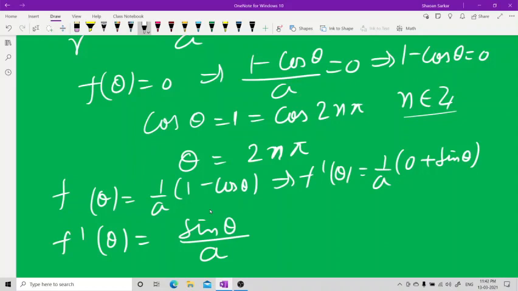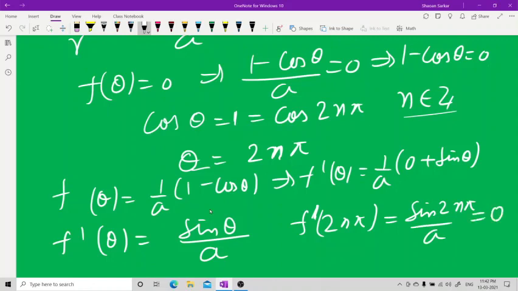Now f dash at 2n pi. I have to find, मुझे थीटा पे f dash देखना है. So let's put sine 2n pi by a, and sine 2n pi is always 0. So no asymptote in this case. कोई asymptote नहीं मिलेगा. क्यों? Sine pi, sine 2 pi, sine 3 pi, sine 4 pi, sine 6 pi, sine 7 pi सारे 0 होते हैं. तो sine 2n का मतलब क्या है? साइन जितने इवन नंबर है, साइन 2, साइन 4, साइन 6, साइन 8 सारे 0 हो जाएंगे. सो नो एसिम्प्टोट इन दिस प्लेस.